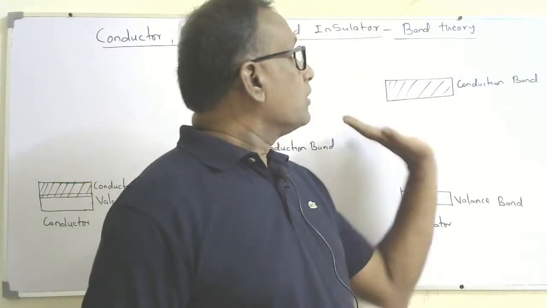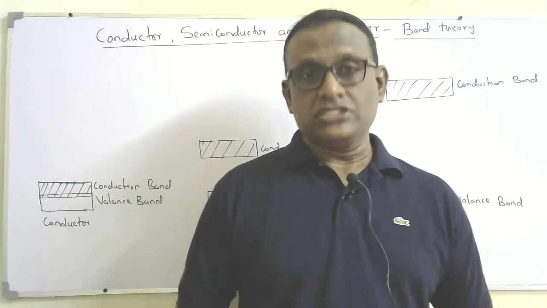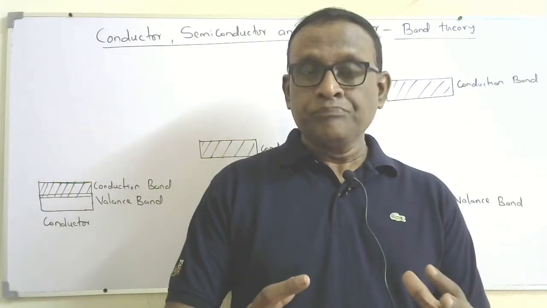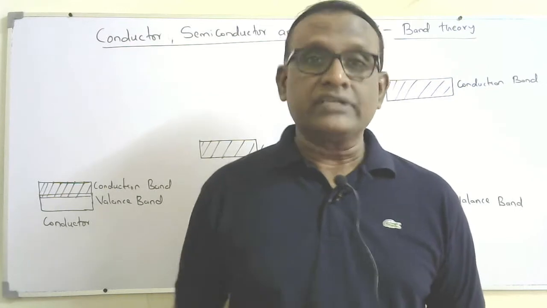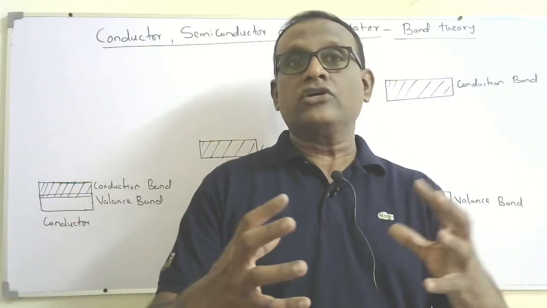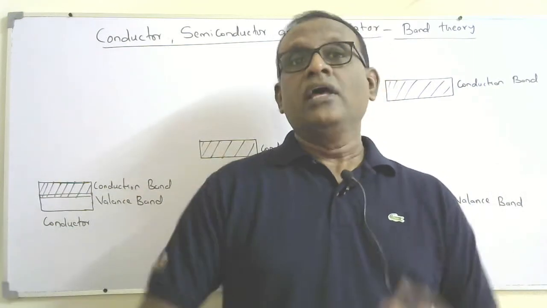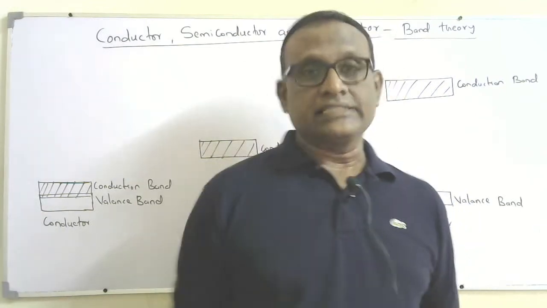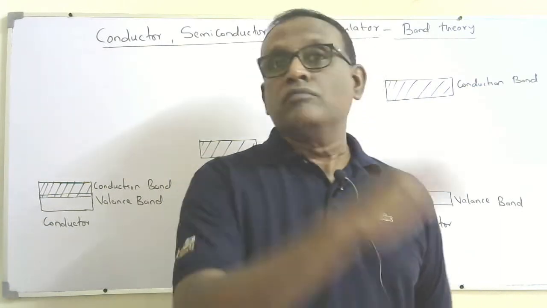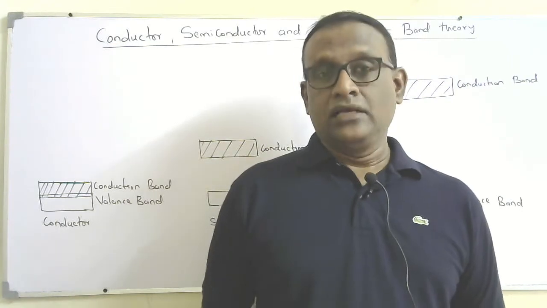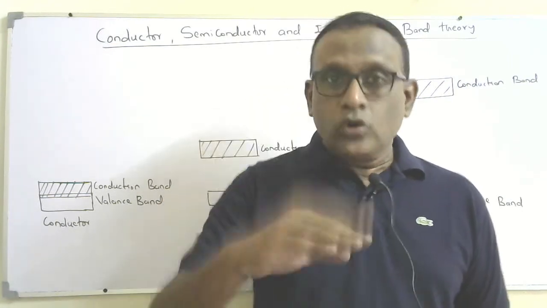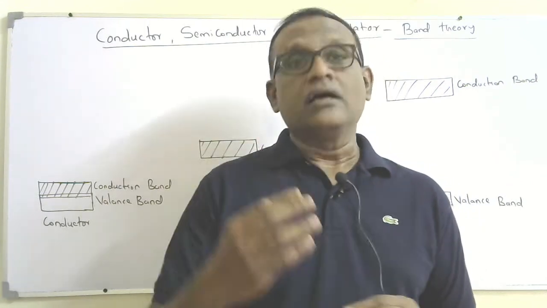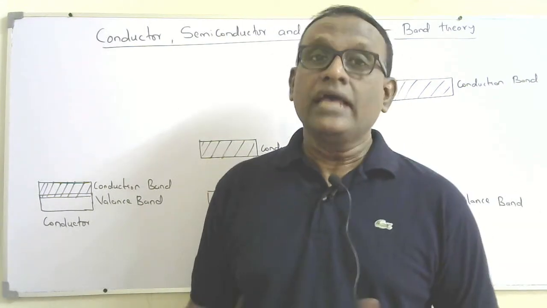But when we talk about band theory, we group several millions of atoms together, not one atom, and define two different energy levels. They are the valence band and the conduction band. The electrons in the valence band cannot move from one atom to another. They are not free. But electrons in the conduction band can flow or jump from one atom to another.